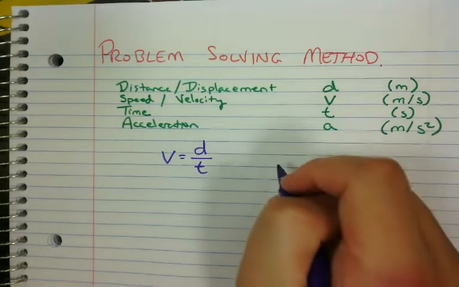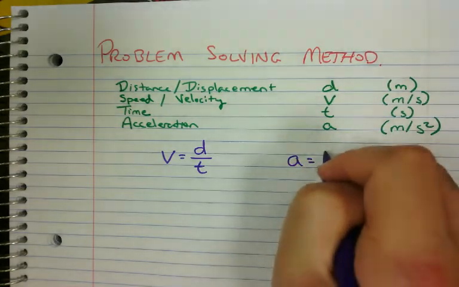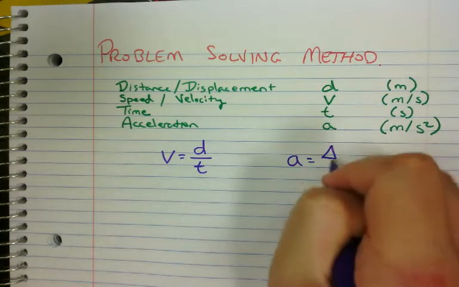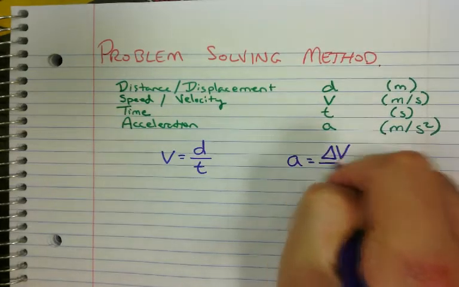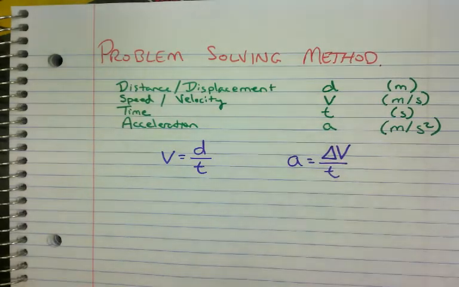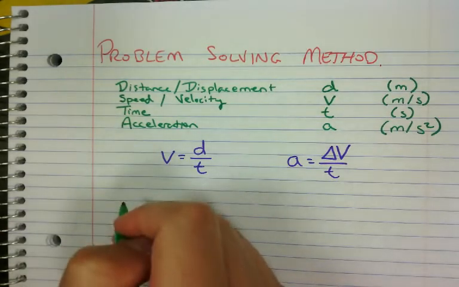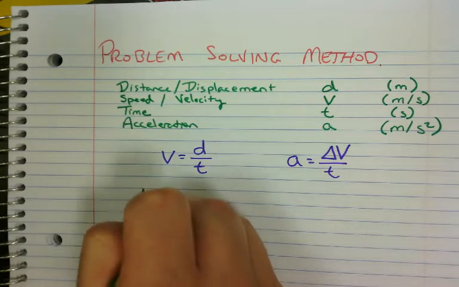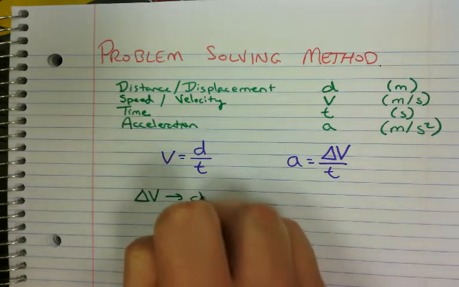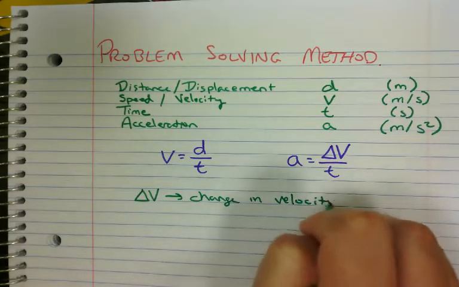The acceleration equation we're going to use is going to look a little strange. The equation is acceleration equals delta v divided by t. Okay, what is delta v? If you've taken chemistry before, you may have seen a delta before. But delta, this triangle, is a mathematical symbol that means change. So when I say delta v, what I mean is change in velocity, right?